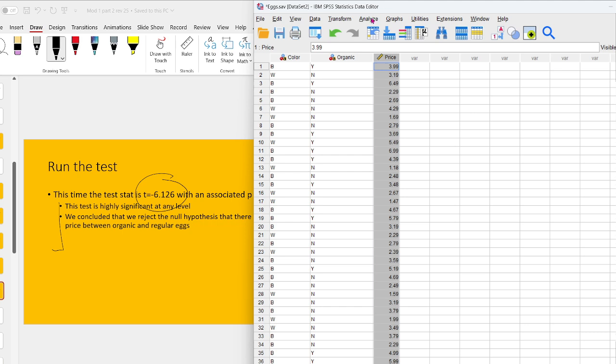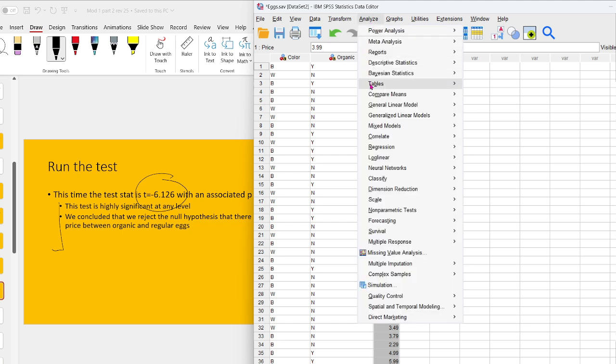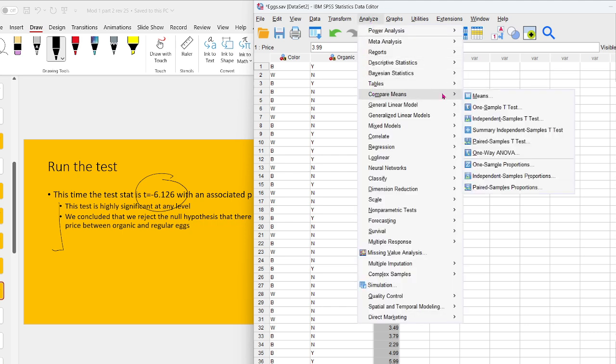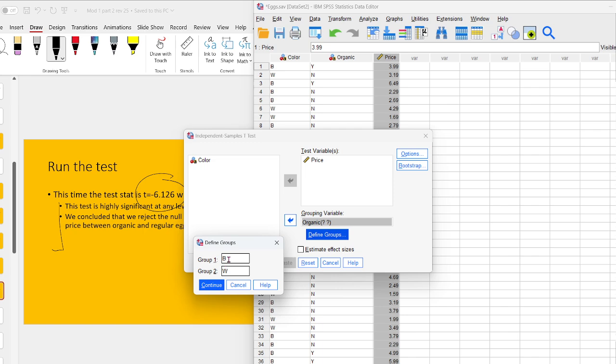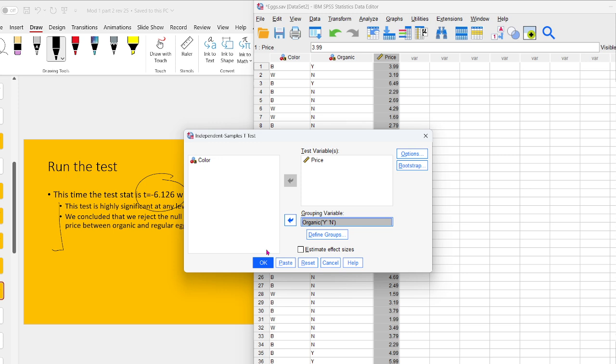How did I get that? I went in SPSS and I ran analyze, compare means, and I ran the independent samples t-test, and price is there. Now, don't rerun the group, the color. You want to go over here and you want to do the organic. So it's a different group. You want to define the groups. I don't know why you have to do this, but you do. And make sure that you change this to Y and N. There's only 2 groups, so I don't know why it can't pick that up. And then continue. So just make sure that that's done.